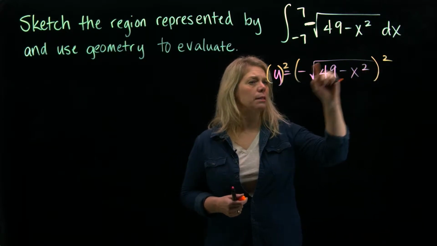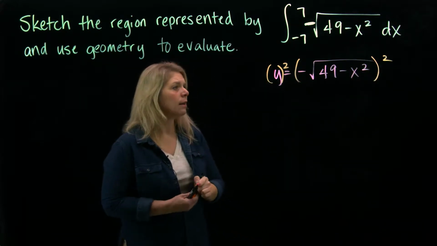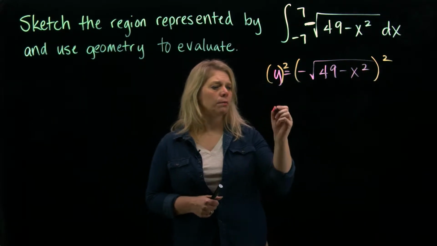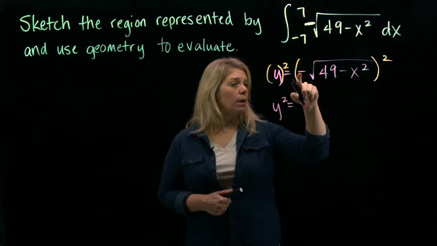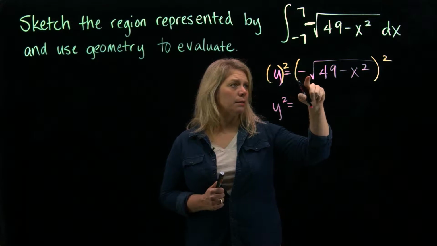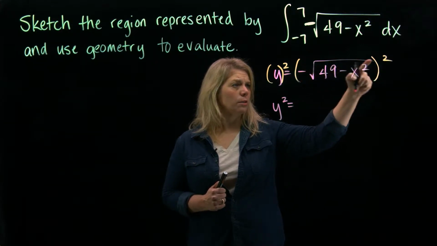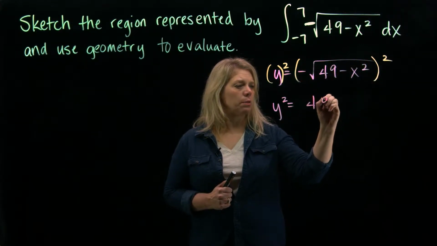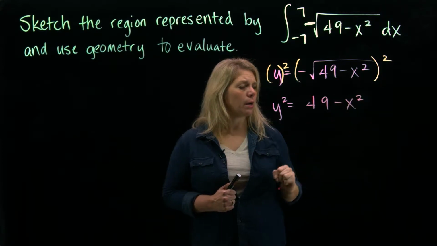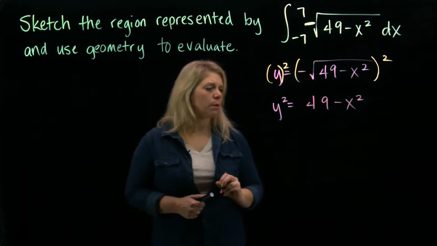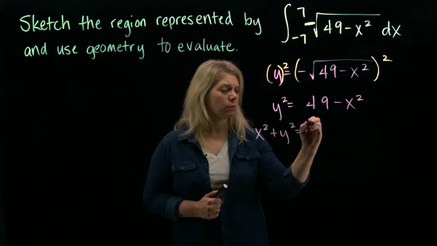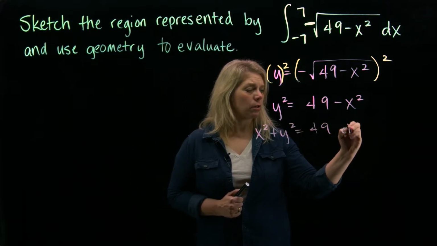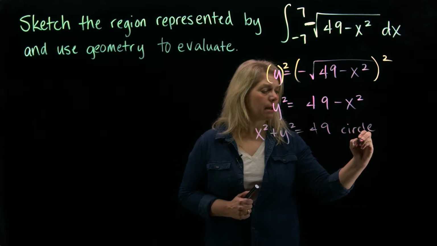I need to square both entire sides, including the minus sign on the right side of the equation. So I'll have y squared equals, when I square the negative, that will make that positive, and the square will undo the square root. So I'll just be left with 49 minus x squared. Then if I add x squared to both sides, I'll get x squared plus y squared equals 49, which is a circle with radius 7.